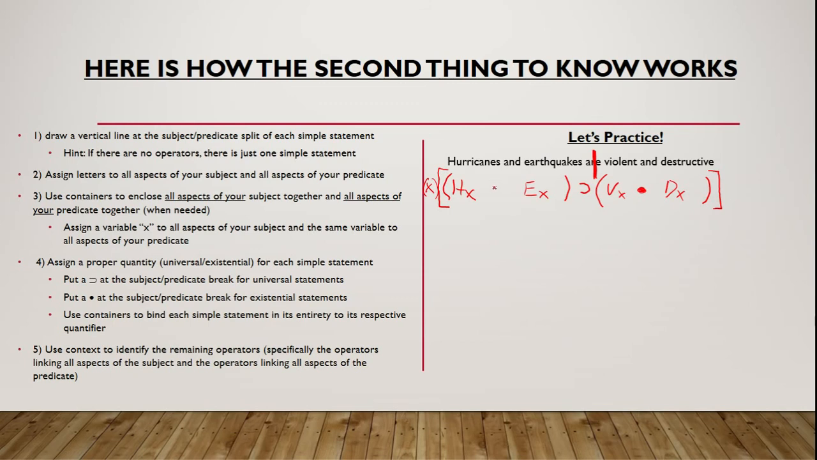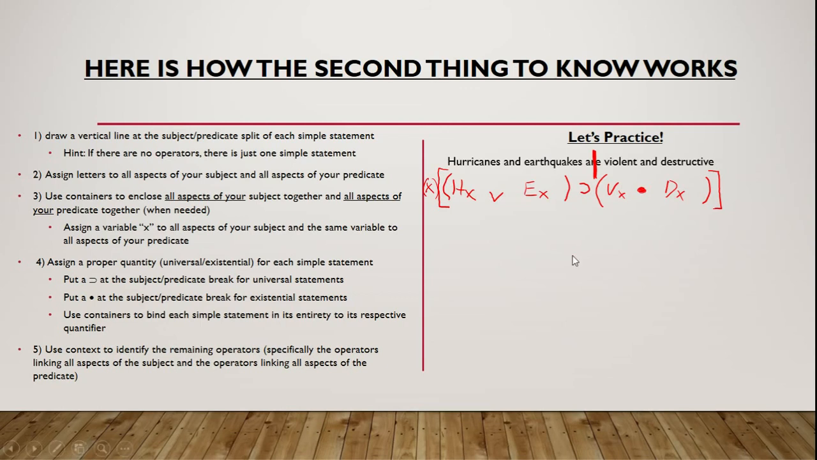I don't think so. I think really what this statement is saying is a hurricane is violent and destructive and an earthquake is violent and destructive. In which case we're not going to use a dot connecting hurricanes to earthquakes. Instead we're going to use a wedge. And so the way this reads then is for every X, if X is a hurricane or X is an earthquake, then X is violent and X is destructive.